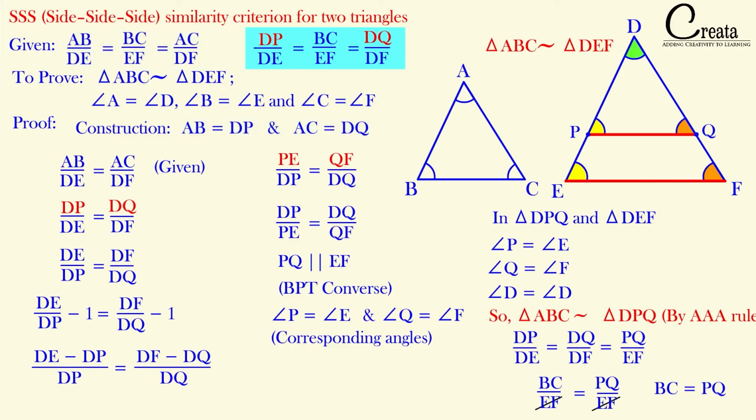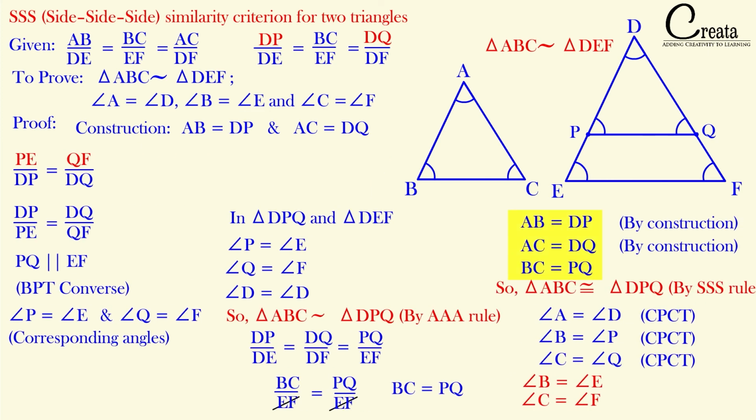Now we can compare this equation with the other equation. By doing so, we got BC is equal to PQ. So we got all the three sides of both the triangles as equal. It means both the triangles are congruent triangles. Congruent triangles means their angles will also be equal by CPCT.